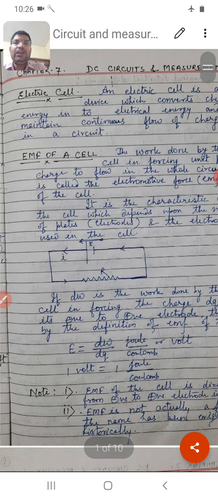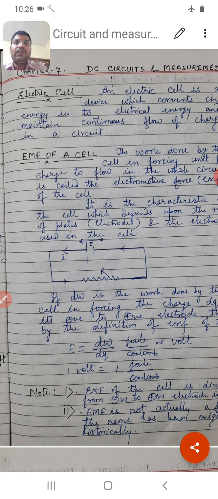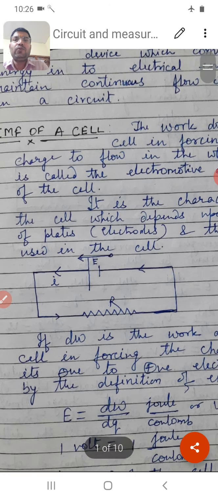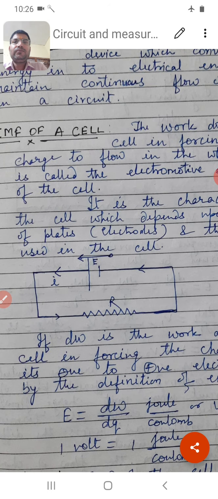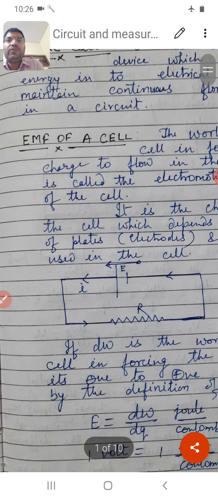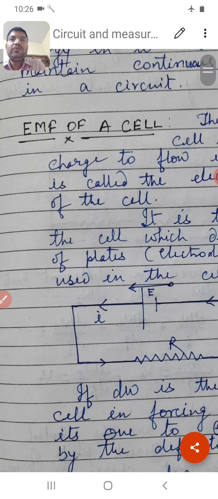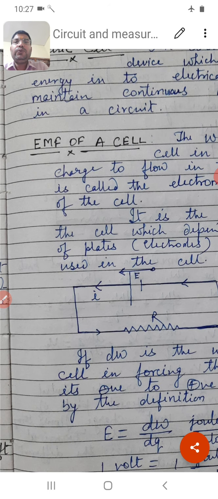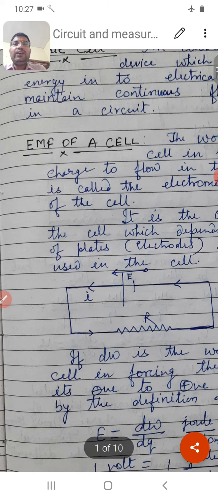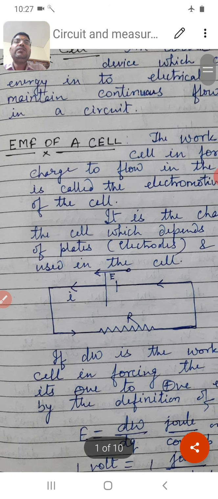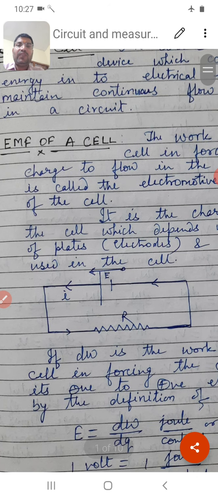Then after, come to EMF of a cell. The full form of EMF is electromotive force. From this EMF, it appears that it will be a force, but it is absolutely incorrect. It is not a force. Its unit is volt. Its SI unit is volt. Let us discuss about EMF.